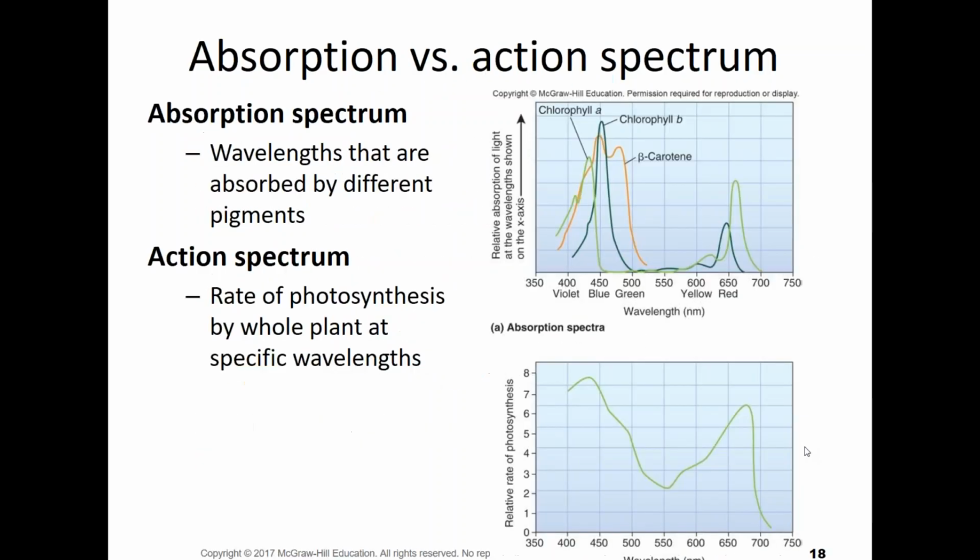This mirrors the action spectrum, which is the rate of photosynthesis by a whole plant at certain wavelengths. So the rate of photosynthesis drops dramatically at 550 nanometers, the wavelength of green light, and increases very dramatically at about 425 nanometers, which is the wavelength where chlorophyll A and chlorophyll B are really able to absorb a lot of light. And also down here at about 675 nanometers.